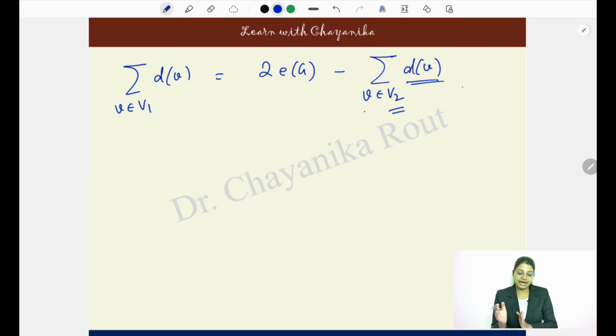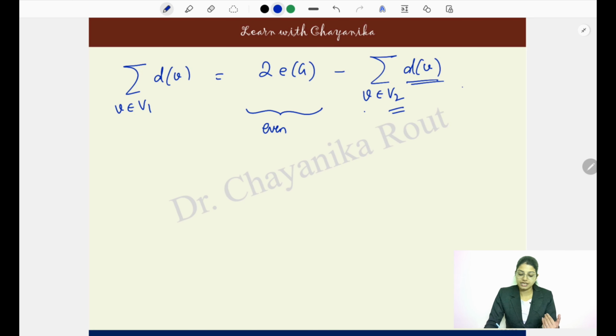So if we observe the right hand side of this equation carefully, we will see there are two terms, of which the first term is twice Eg. Eg is the size of the graph, that is the number of edges present in the graph, which is a non-negative quantity, it is a count. Two times any non-negative integer is going to provide us an even quantity. So this is an even integer, no doubt.